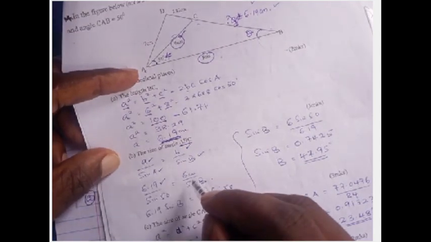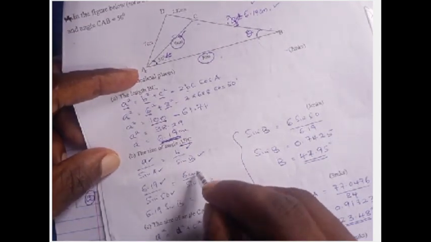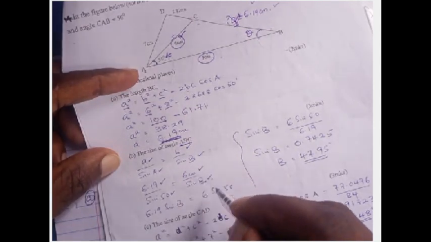6.19 over sine 50 is equal to 6 over sine B. Cross multiply, we get sine B is equal to 0.74. The sine inverse of this gives us 47.95. The size of angle CAD.